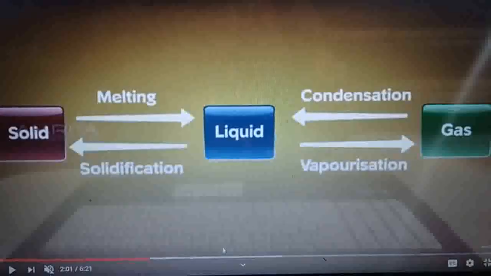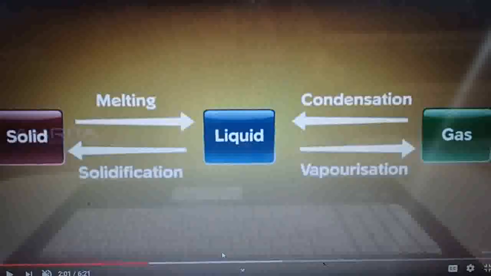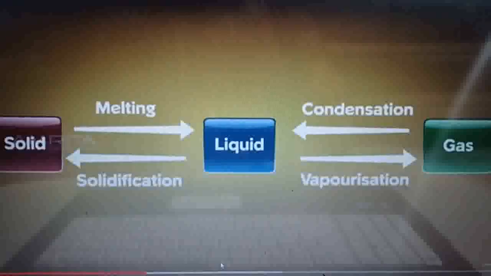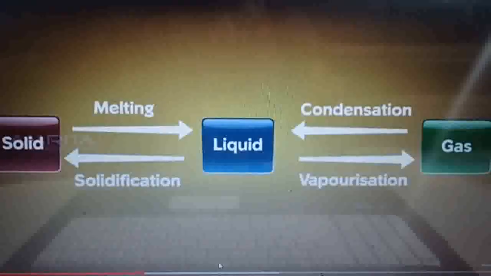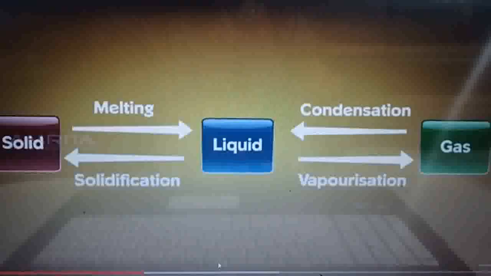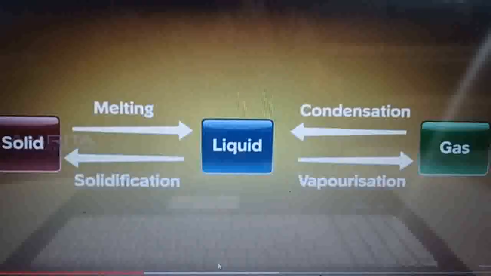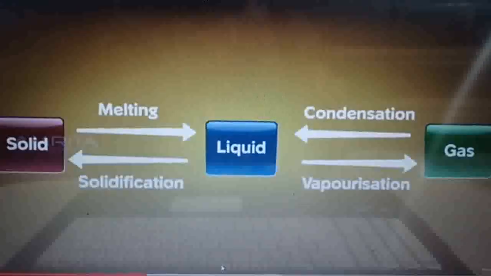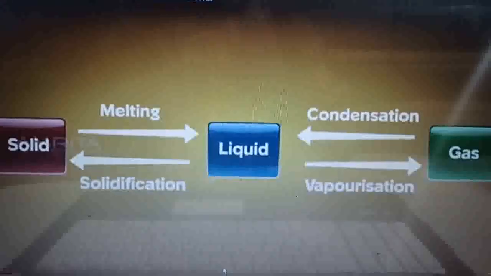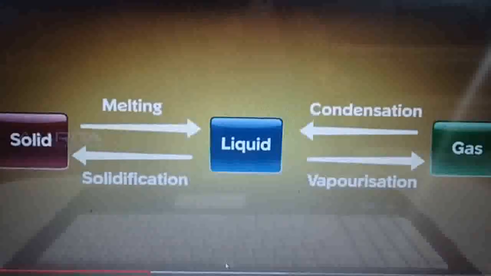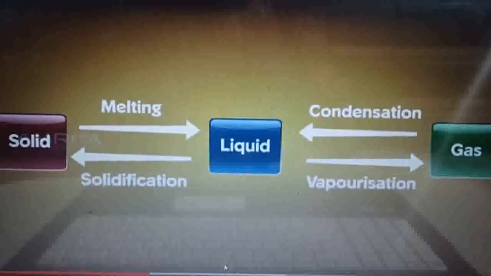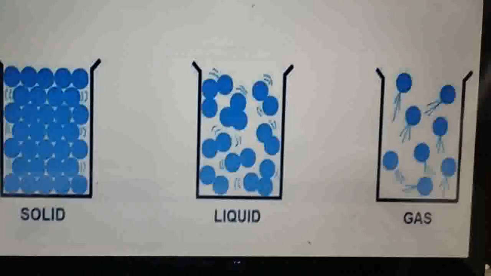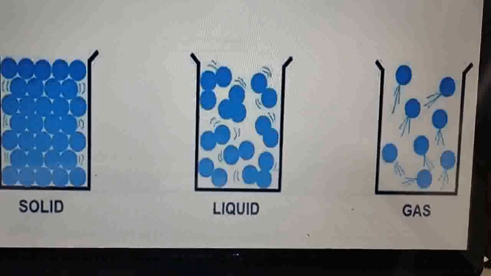We can say the three states of matter are interconvertible. That is, solid upon melting gives liquid, and liquid upon vaporization gives gas. Gas on cooling, a process called condensation, gives liquid, and liquid on cooling by the process of freezing or solidification is converted into solid. So, let us again observe the processes.